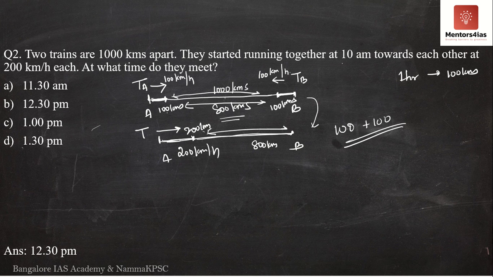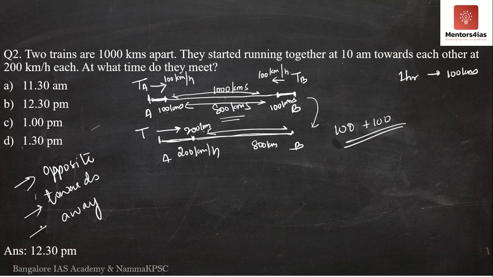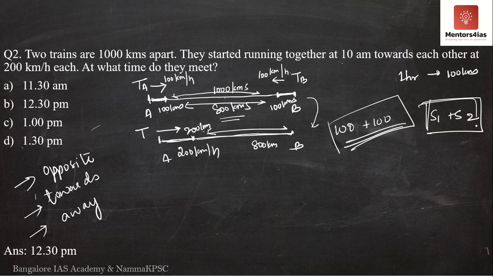So here I want you to remember something. Whenever you get a question which says two trains, two cars, two persons, two bikes, two planes, two ships, whatever it is, if they are moving in the opposite direction, towards each other, or away from each other, it does not matter what, I always want you to remember you have to take the sum of speeds, S1 plus S2.